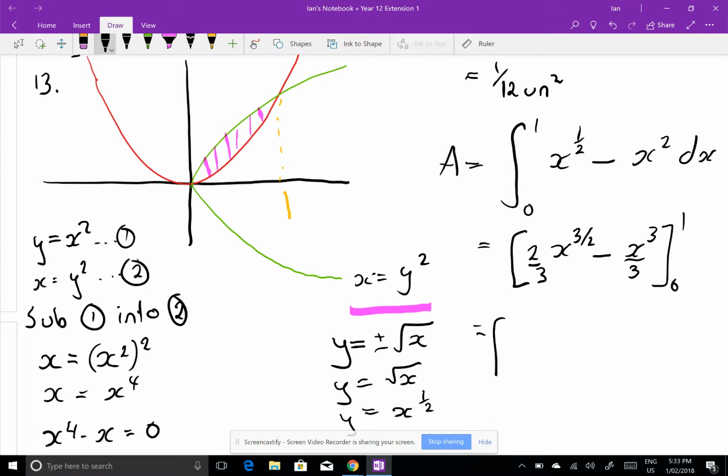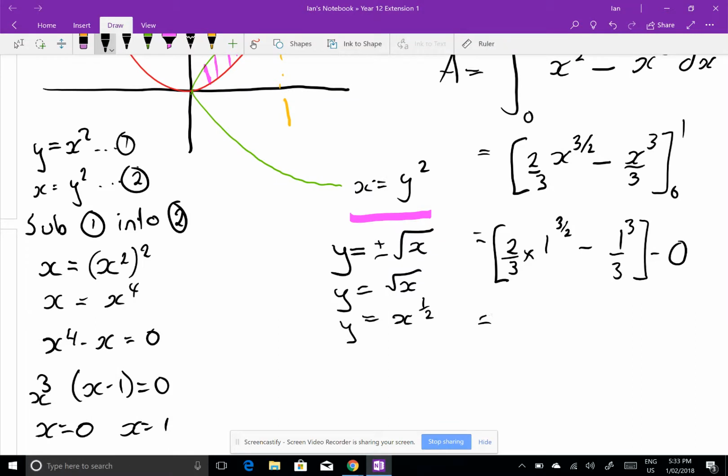Well, let's put the 1 in. 2/3 times 1 to the 3 on 2 minus 1 cubed on 3, minus, well, if I put 0 in there, I'm just going to get 0. So it's going to be, well, 1 to the power of anything is 1. So it's 2/3 minus 1/3, which equals 1/3 units squared. And that's right for number 12. So there's questions 10, 11 and 12. I'm going to do 13, 14 and 15 in another video.